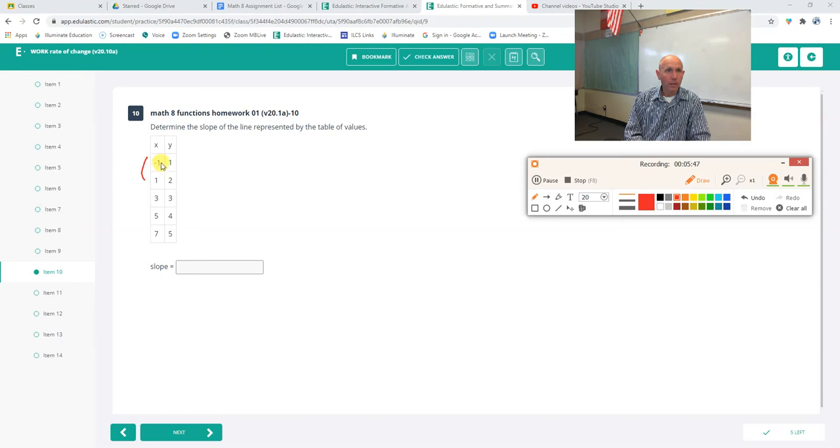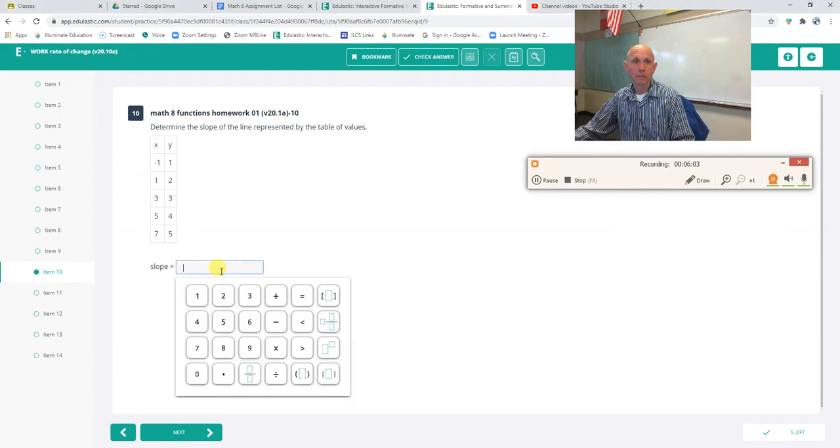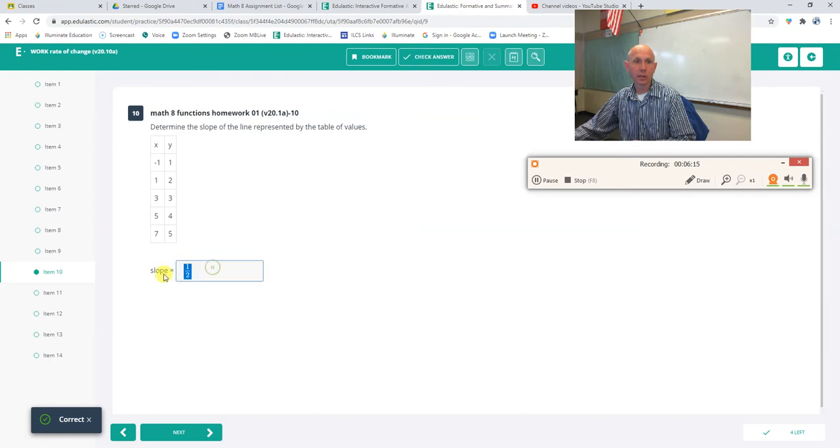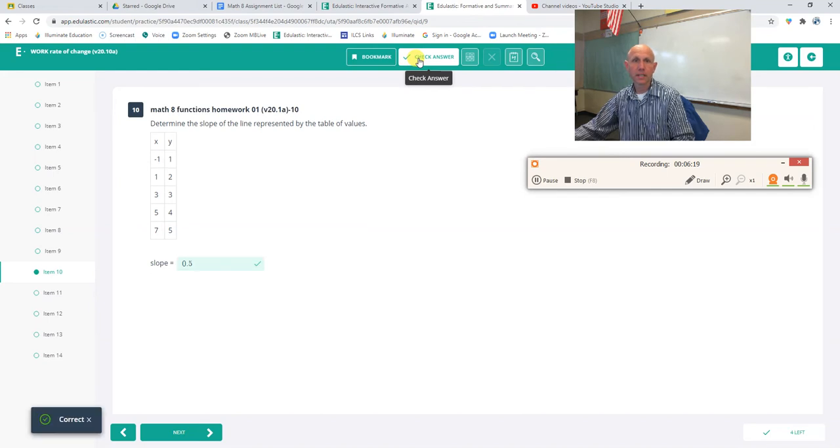It was at -1, now it's at 1. That's an increase of 2. It was at 1, now it's at 2. That's an increase of 1. Rise over run. Let's put it in as 1/2 and see if it accepts that answer. It took it. I'm going to try it now as a decimal, 0.5, and see if it likes that answer too. Yep, it takes both of them. Awesome.